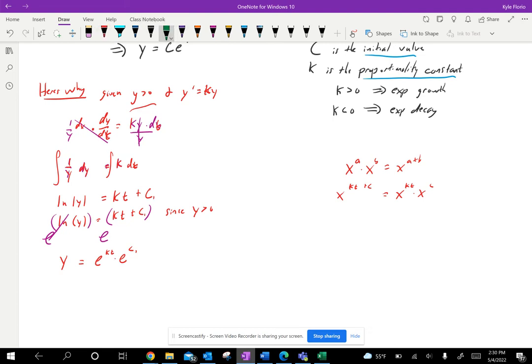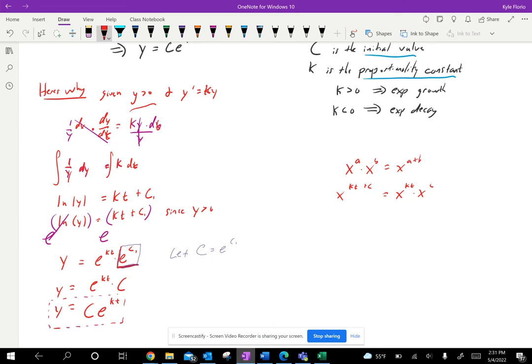This piece right here is just a constant. E is a constant, c1 is a constant. So if I let c, my constant, be e to the c1, that's fine, because e to the c1 is just some constant. Then we're going to rewrite this as e to the kt times some constant, and the book just puts the c first. So this is the solution to that differential equation.